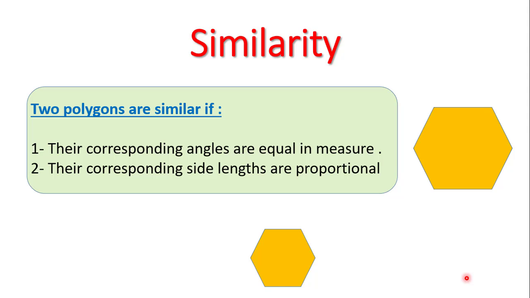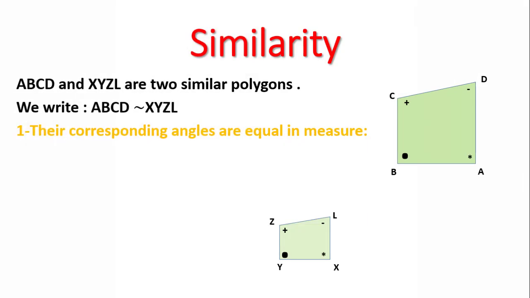Today, we want to study similarity, and we say that two polygons are similar, not congruent. Two polygons are similar if their corresponding angles are equal in measure and at the same time their corresponding side lengths are proportional. What does it mean? It means, for example, if we have two polygons ABCD and XYZL, and polygon ABCD is similar to polygon XYZL, this symbol means similar to.